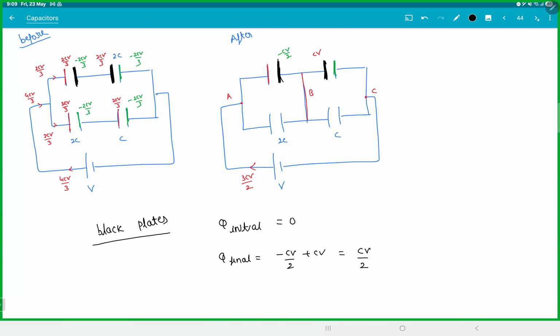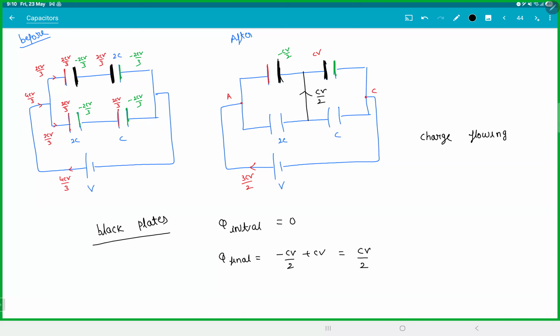So my question is this. Initially you had 0. Out of nowhere, suddenly you got CV by 2. If you observe, these two are isolated, isn't it? There is no way charge can come out of thin air. The only way you could have got charge onto those two plates must be through this switch in the middle. Does that logic make sense? There is no other way. The switch is the only inlet for it. Therefore, charge flowing through the switch is CV by 2.